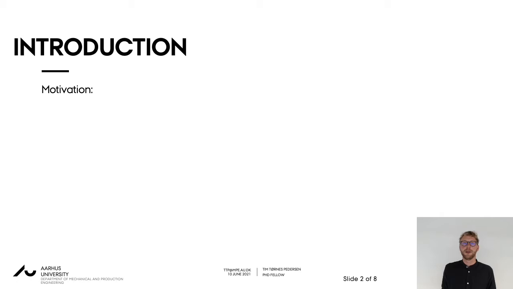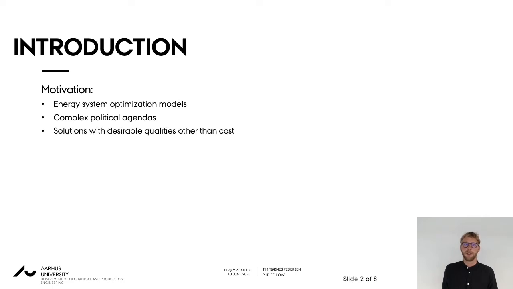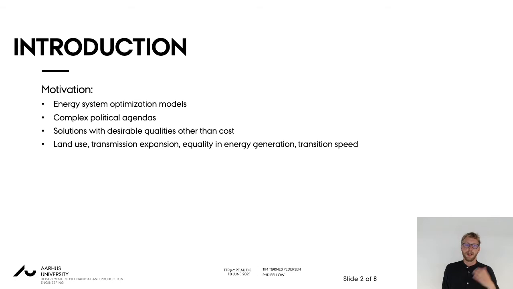The motivation for doing this work is that we wish to find the best possible way of reducing emissions from our energy supply. To do that, we use energy system optimization models to look at possible future scenarios. The problem is that these energy systems are subject to some very complex political agendas. Because we are not always capturing this entire complexity in the model, it can be very relevant to look at solutions with other qualities than necessarily cost, as we usually do. Some of these qualities might be land use, transmission expansion, equality in the energy supply, or transition speed.